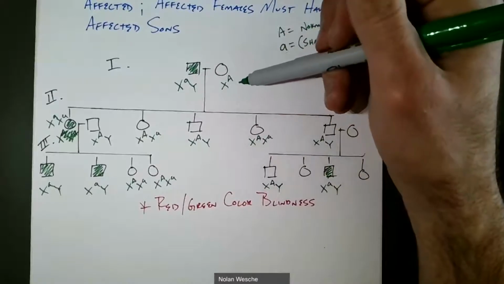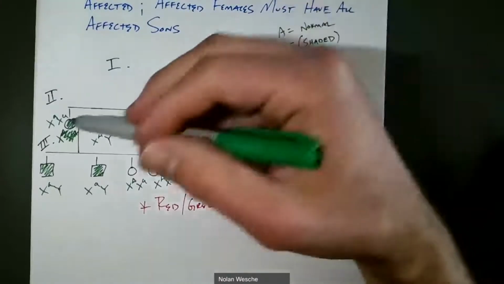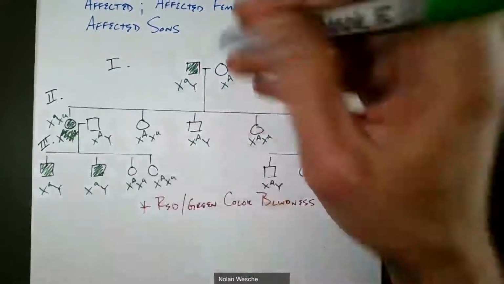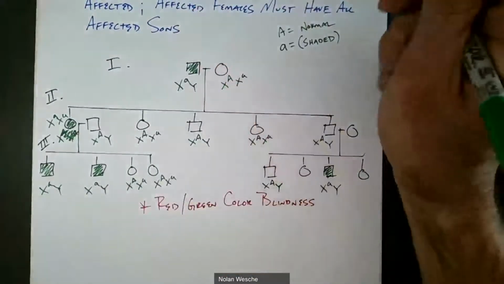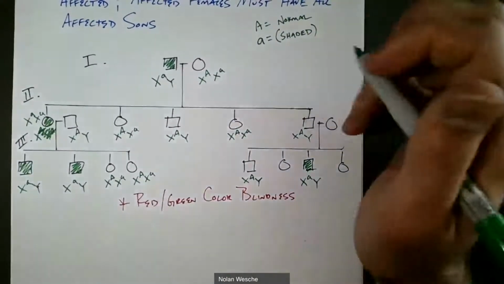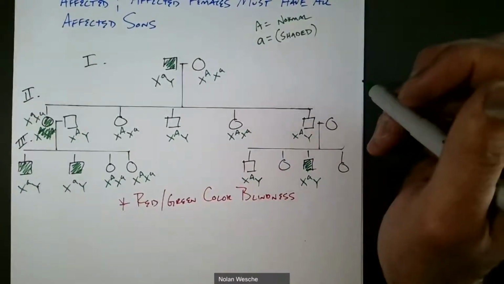Mom here has to be able to pass on a little a. So mom has to be able to pass on a little a, as does dad. So we know that this individual is heterozygous. Again, it just takes practice doing these to really get proficient and good at them. You're not going to be good right away.